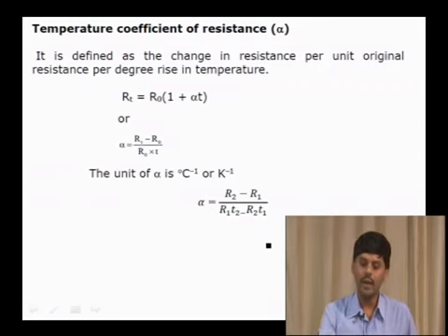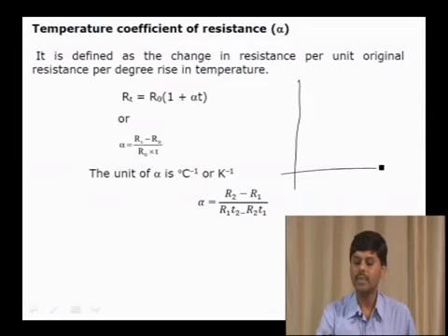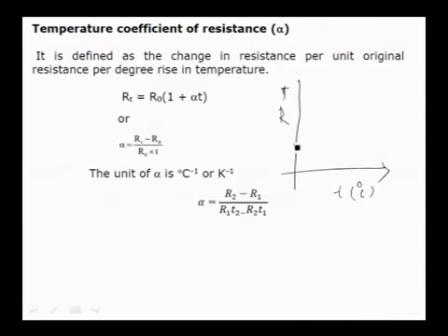Suppose you have a graph of the variation of resistance with temperature like this, this is the resistance and this is the temperature in degree Celsius. We have a graph like this.